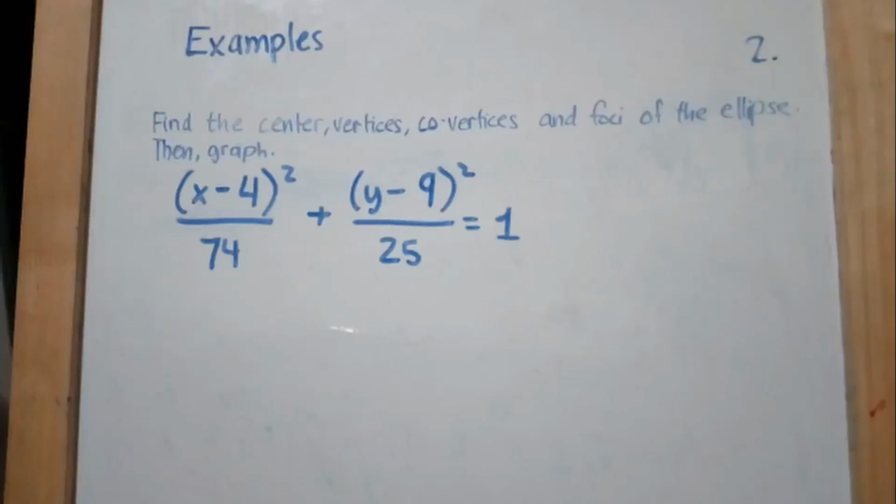Now on to the second example. Find the center, vertices, co-vertices, and foci of the ellipse. So the equation is x minus 4 squared all over 74 plus y minus 9 squared all over 25 equals 1.